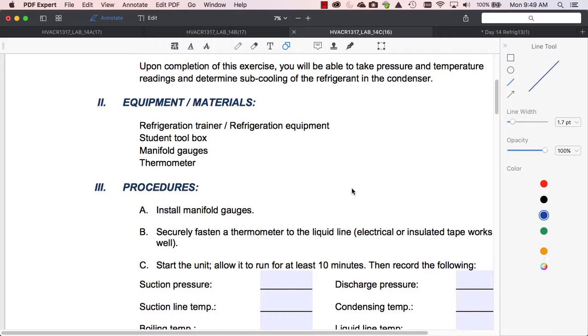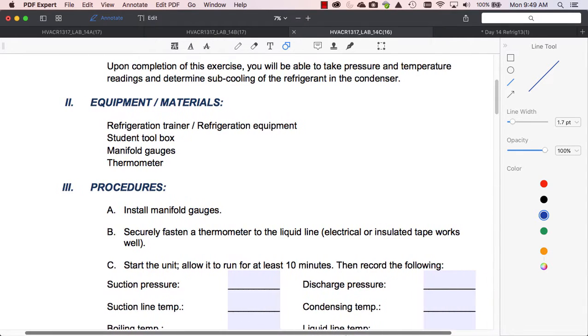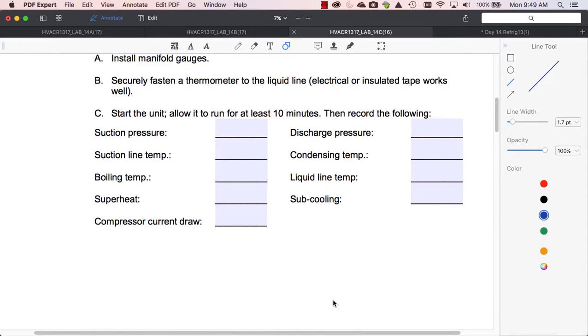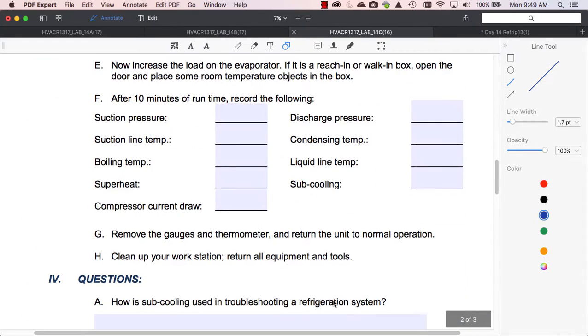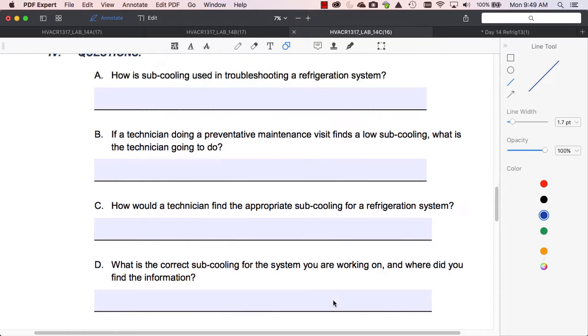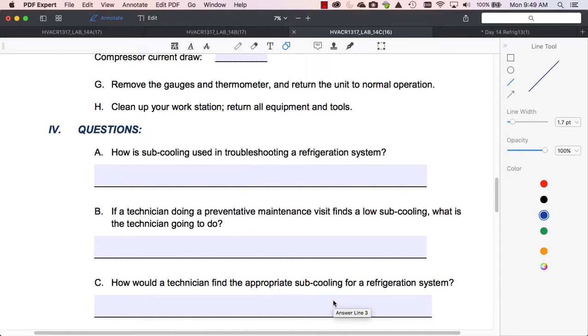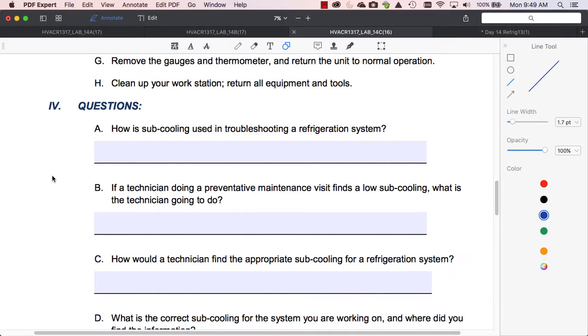The whole purpose of that is that you start seeing all the different equipment capabilities that are in the shop. I want you to be using different refrigerants, different pressures, and getting your gauges on and off different systems, and looking at the wiring of the different systems. For the questions here, how is subcooling used in troubleshooting a refrigeration system? It tells you how much refrigerant is in the condenser and how efficient the condenser is running.